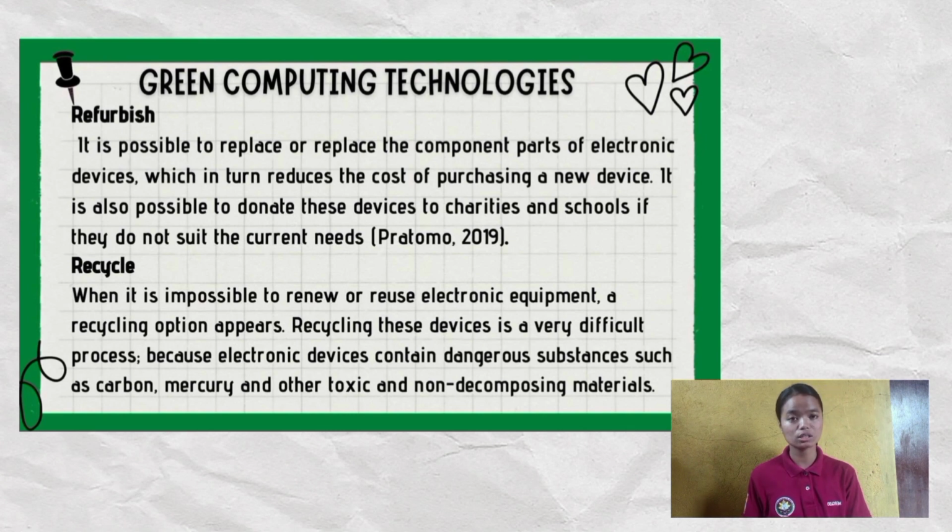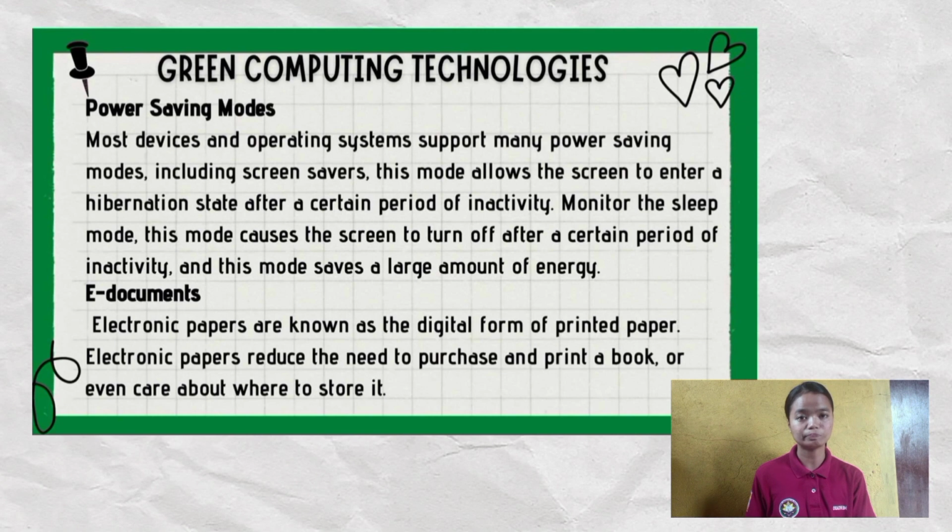So the next one is the recycle. Recycle simply means collecting or processing old electronic devices in order to recover valuable materials. A great example of this is extracting metal from old electronic devices. So the next one is the power saving mode. Power saving mode is present in most devices today. It is a setting in a device that reduces energy consumption.